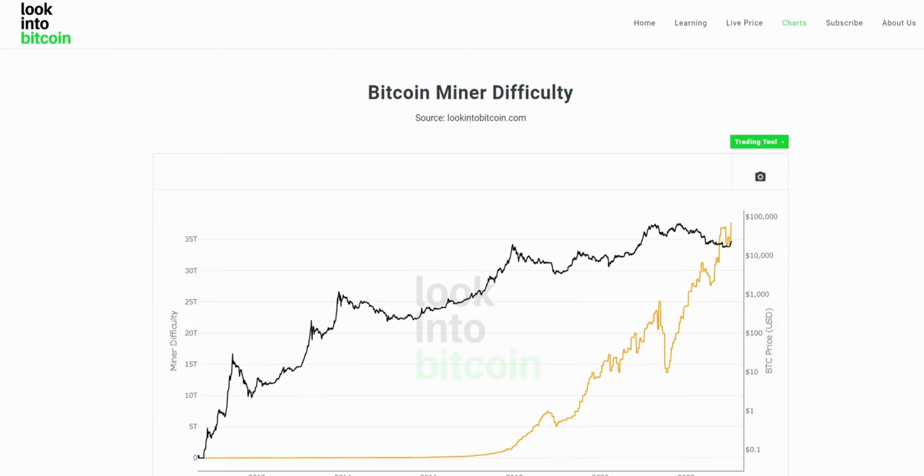Hi everyone, today we're going to be going over the Bitcoin miner difficulty chart and how you can use this tool to help improve your Bitcoin investing and analysis.